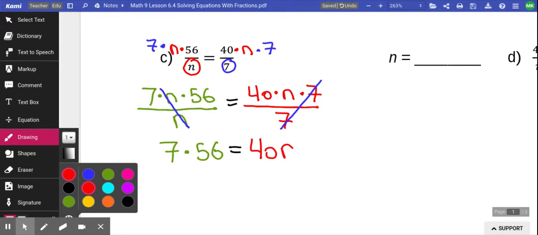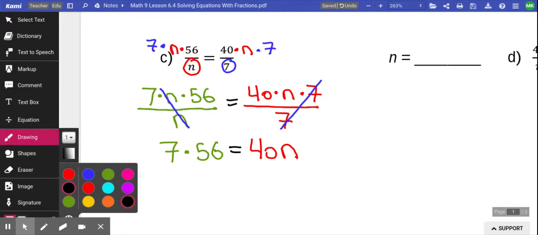And what we've done is we've successfully gotten rid of the fractions. I'm going to do that in a faster way in the future, but I want you to see an example where we go nice and slow and we see how things cancel out so that we end up with no more denominators.